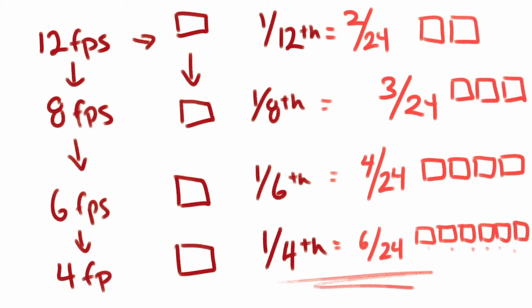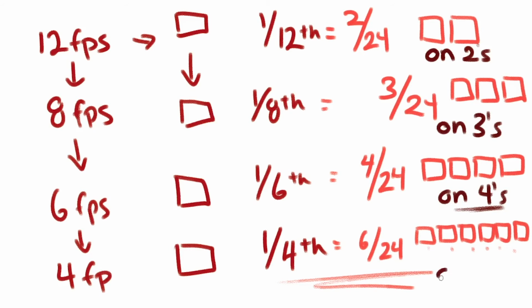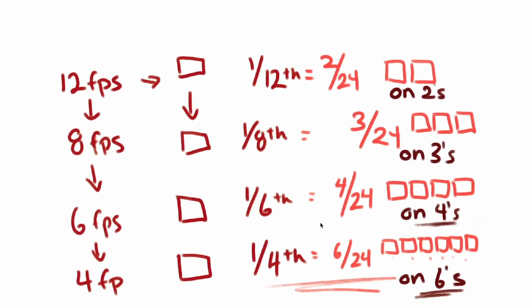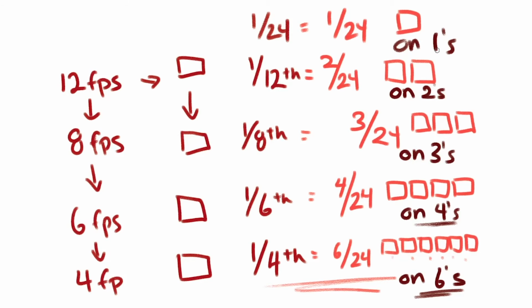So as a side note, in animation terms, when your drawings are being held for a certain number of frames, we have a term for that, and that is animating on 2s, animating on 3s, animating on 4s, oh, don't do that, on 6s, yikes. And of course, if you are making a drawing for every single frame that is being shown, that is called animating on 1s.